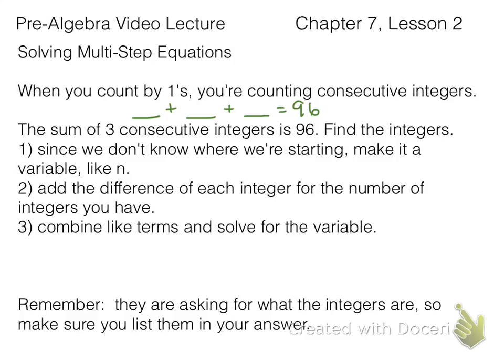So if we have the question, the sum of 3 consecutive integers, so 3 numbers that are one right after the other, when you add them, because that's what sum means, you're going to get 96. All right, so let's go ahead and find those integers. So the first step, since we don't know where we're starting, we could start 2, 3, 4. Well, 2 plus 3 is 5 plus 4 is 9. Well, that's obviously not 96. So we don't know where we're starting. So we're going to make it a variable, like n. All right, and again, just remember consecutive just is moving on.